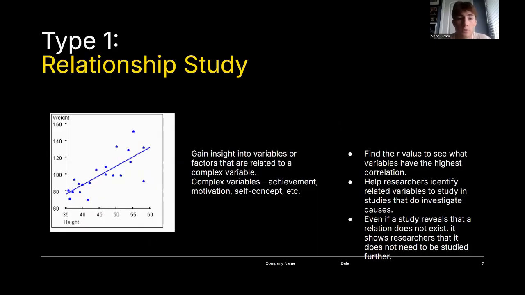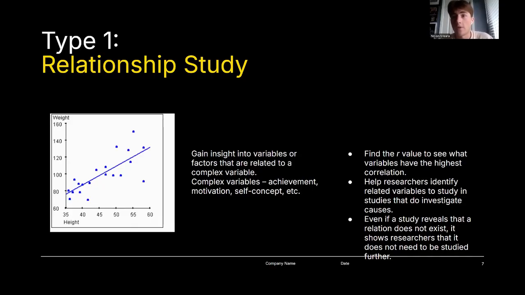One is the relationship study. Relationship studies gain insight into variables or factors that are related to a complex variable. A complex variable, for example, is achievement. There's a lot of factors that go into achievement, so maybe a relationship study is just focusing on one. Find the R value to see what variables have the highest correlation. This helps researchers identify related variables to study in studies that do investigate causes.